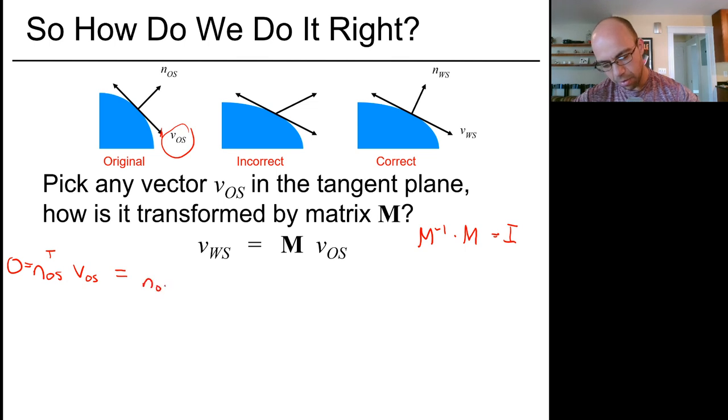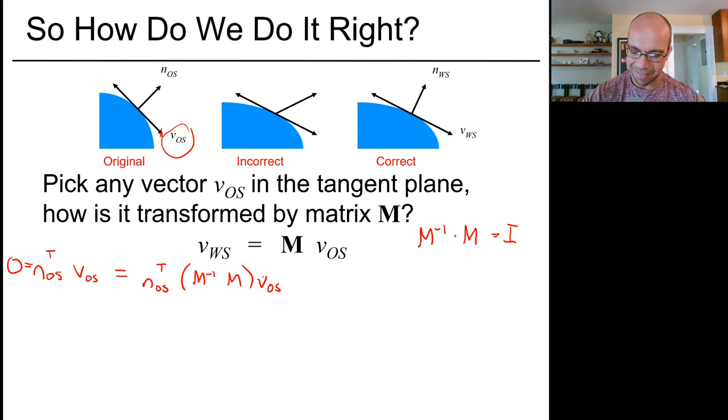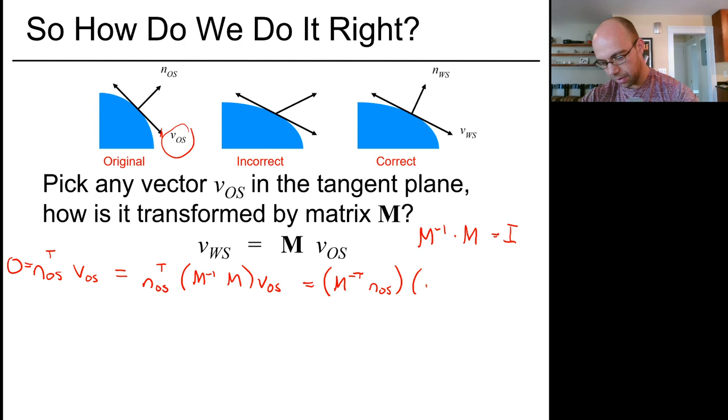So I'm going to write the normal in object space times M inverse times M times our tangent vector space. Well, this thing is still equal to zero because this is just the identity that I've added into our expression. Now, let's group this in a slightly different way. Now, the transpose of a product is the product of the transposes. So, in particular, I can write that this is M inverse transpose times the normal in object space. And here I have M times the vector in object space.